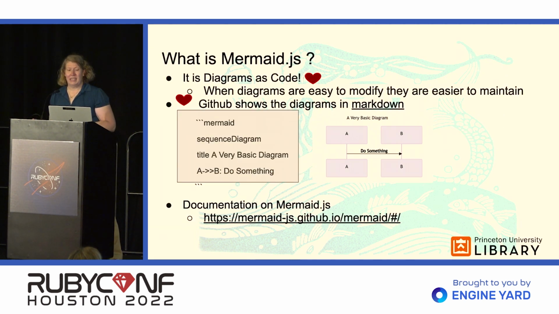What is Mermaid.js? It's diagrams as code. How awesome is that? You can create a diagram and keep it in your README. You can create a diagram and keep it with your code. And when diagrams are code, they are much easier to maintain. You can see here that GitHub will show your diagrams. All you need to do is add the tick, tick, tick mermaid, and then you can put your diagram right in your README. Awesome. Geeked out about that a little bit.